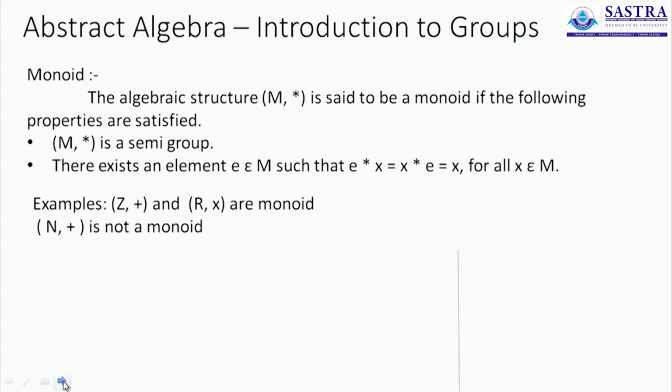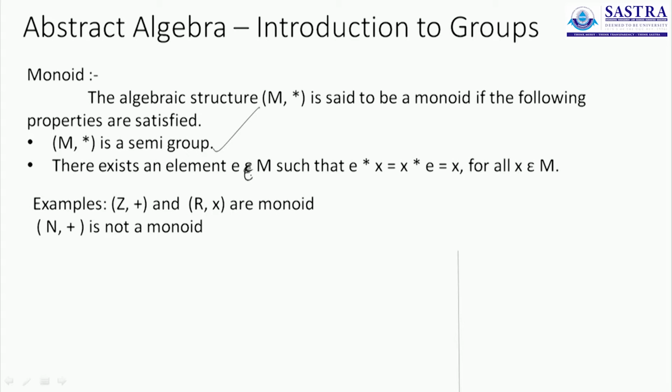The next definition is an improvement on a semi group. An algebraic structure (M, *) is said to be a monoid if, number 1, it is first of all a semi group, and number 2, there does exist a special element e belonging to the set such that any element paired up with this element is returned. Such an element, which is called the special element, if it's present in the given semi group, then we call it a monoid.